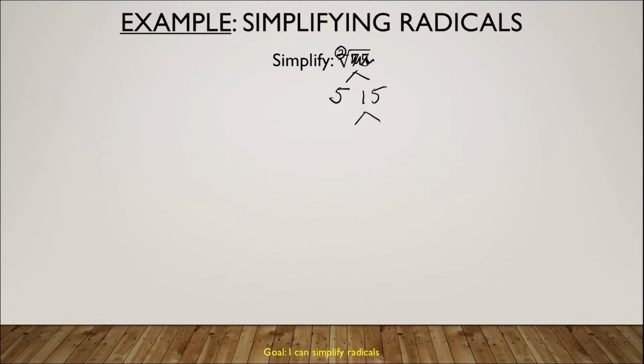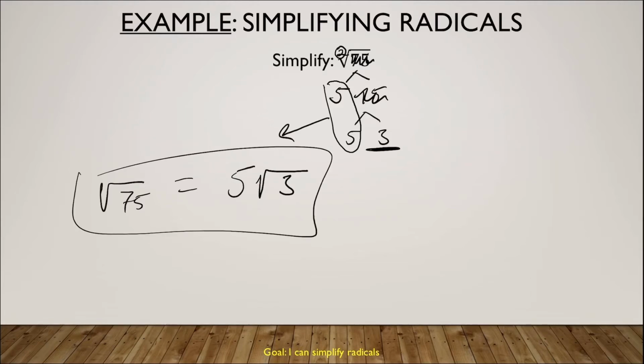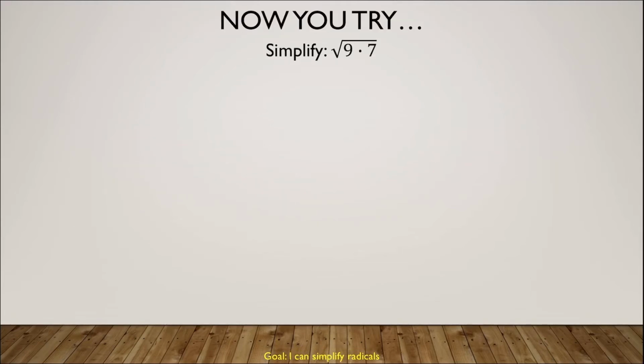And then I can break 15 down some more, being 5 and 3, so I cancel that out. I'm looking for some number multiplied by itself 2 times. So in this case, we get that 5 there. So there's my pair, so I can take one 5 out, and I'm left with the square root of 3. So the square root of 75 is equal to 5 square root of 3. There's my answer. Alright, I want you to try.